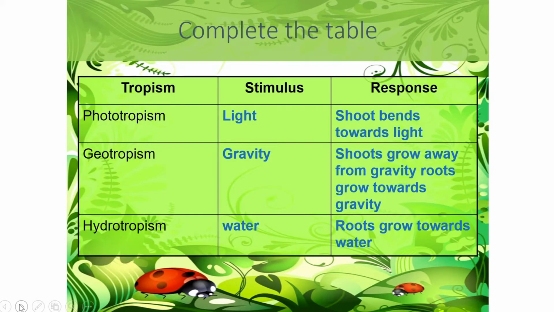I need you to complete the table in your booklet to show the different types of tropisms that we need to study at GCSE. Phototropism is the response to the stimulus light, and the response is that the shoot will always bend towards the light. Geotropism, which you will sometimes see written as gravitropism, is a response to gravity. The shoots will always grow away from gravity. Roots will grow towards gravity. And hydrotropism is where the stimulus is water and roots will always grow towards water. So please complete the table in your booklet.